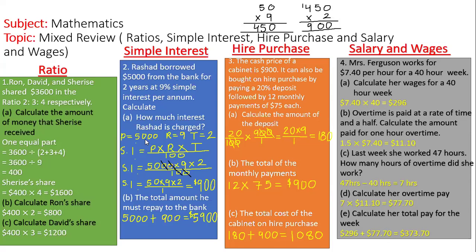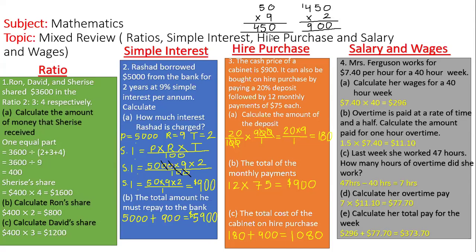All right, are we done with these four? Y'all understand all four of these? Which one is the easiest? Which one is the hardest? How would you rank them? Hire purchase is the easiest, then salary and wages, then ratio. Ratio is easiest. Which is the easiest?